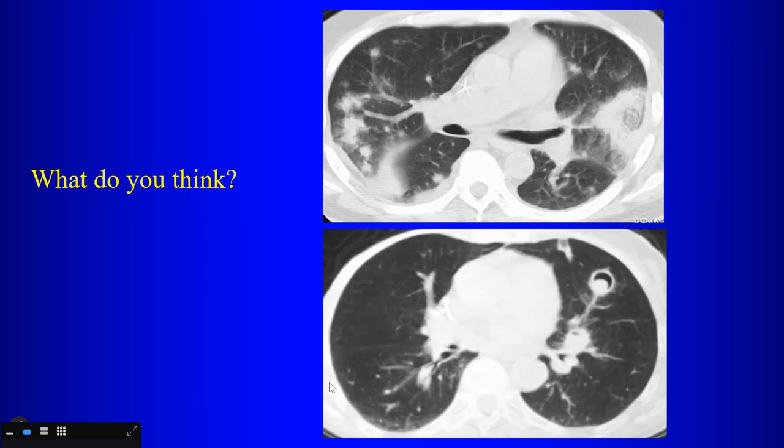So starting with this case, what are the findings? The top CT shows multiple consolidations. There's also a halo sign. Here are halo signs, right? Here's a halo. That's a reverse halo, where the inside is less dense than the surroundings. And then on the second image we have an air crescent. Yeah, it's a nice air crescent.